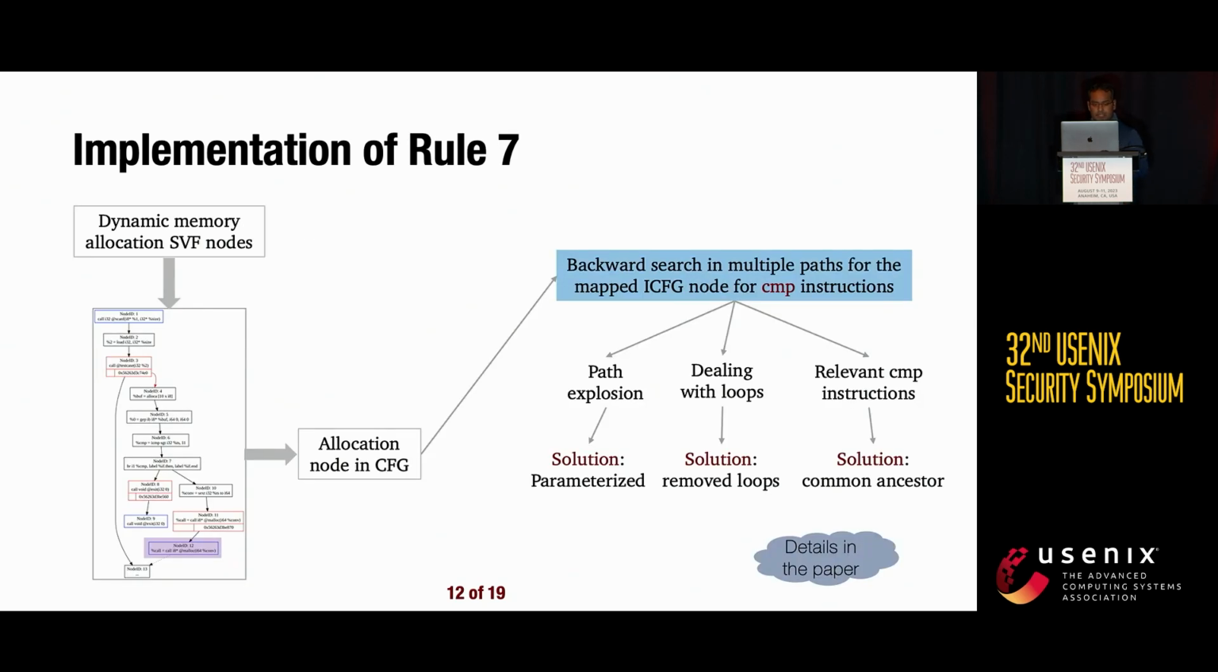For rule 7, which is basically the unbounded allocation, we needed to identify all the allocation sites from this SVF graph. Then we convert this allocation node into its corresponding CFG node in order to backwardly search for the compare instruction. But it has some challenges. We had to solve these challenges using some simple mechanisms, as well as we proposed some new mechanisms like common ancestor. But I'm not going to go into details of this. You can find the details in the paper.